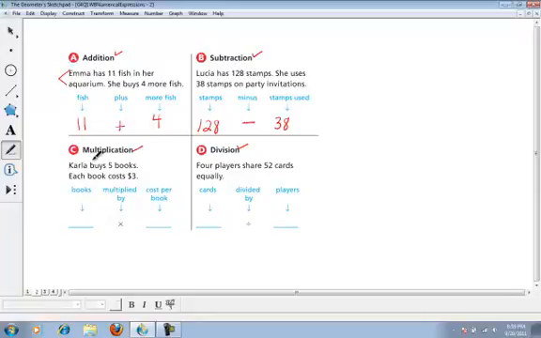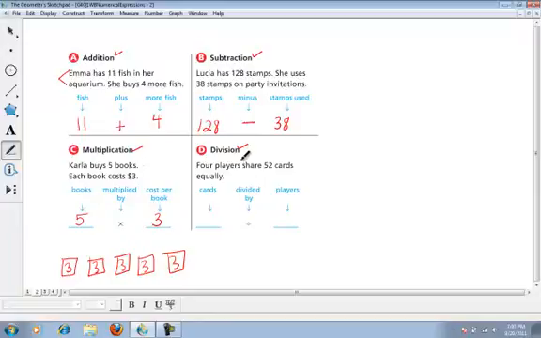Now let's look at this one. Carla buys 5 books. Each book costs $3. Well, in my mind, I'm picturing 5 books. Can you imagine 5 books? And I'm imagining each book costing $3, which means that I have 5 groups of 3. Groups of, that means multiply. So I can do 5 books times 3. This is my math way, 5 times 3, of writing this situation.